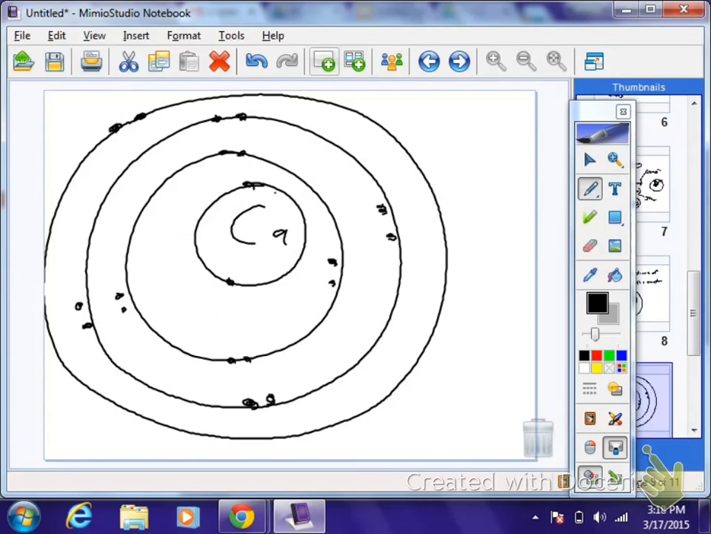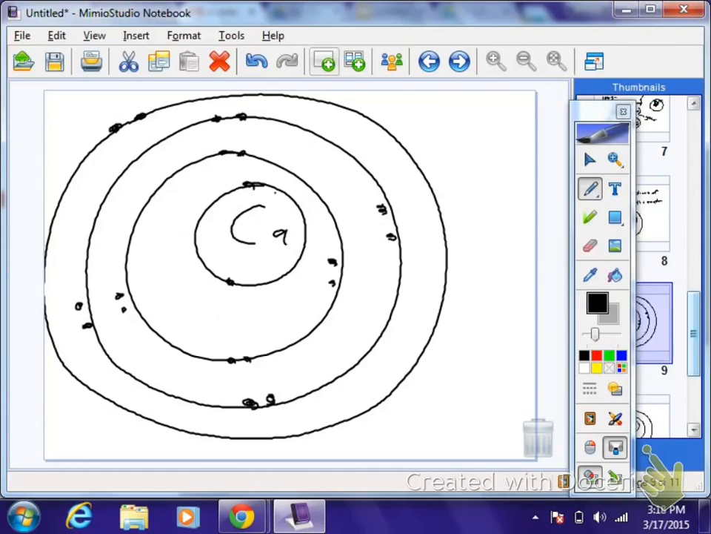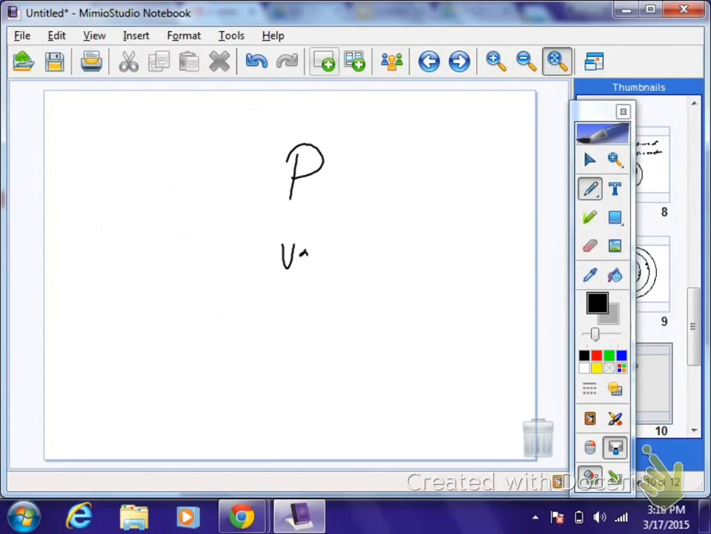Let's try another one. How about phosphorus? How many electrons does phosphorus have in its outer shell? So you go down the row phosphorus is in, and you count across. How many does it have? 15. Okay. So here's phosphorus, and we count across. 1, 2, 3, 4, 5. 5 valence electrons. 5 in the outer shell. Okay. So phosphorus has 5 electrons.